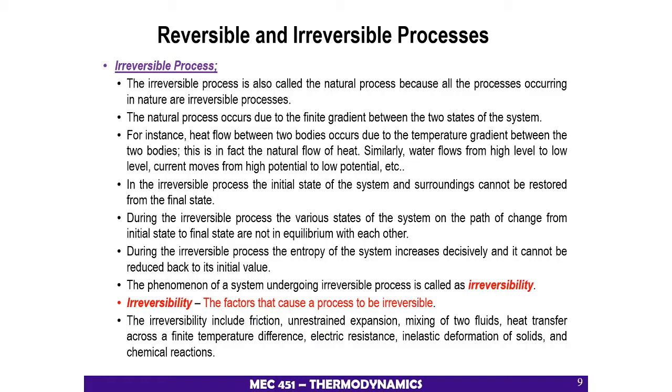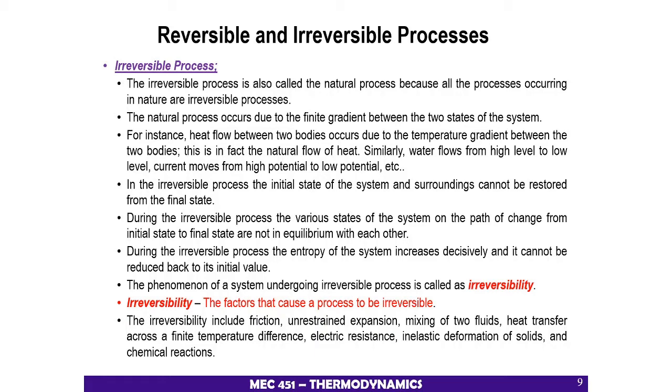In the irreversible process, the initial state of the system and surrounding cannot be restored from the final state. During the irreversible process, the various states of the system on the path of change from initial state to final state are not in equilibrium with each other. And during the irreversible process, the entropy of the system increases decisively, and it cannot be reduced back to its initial value.